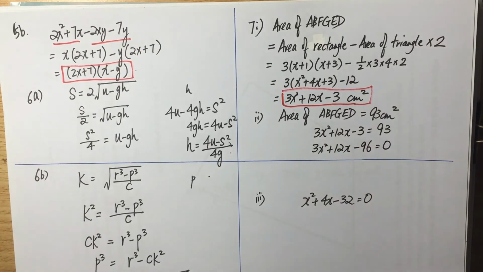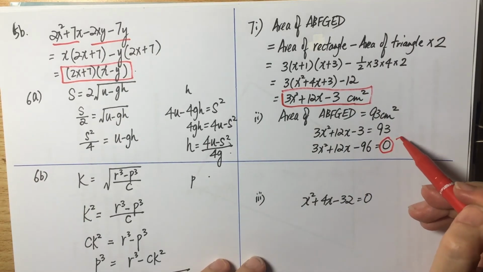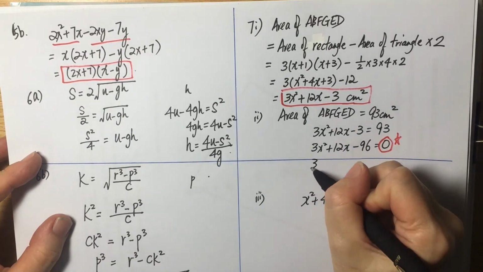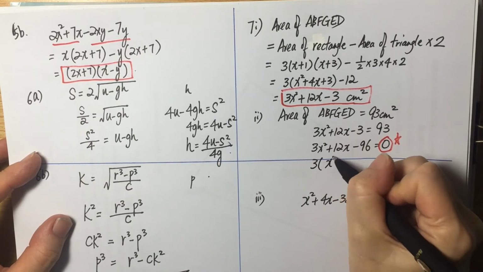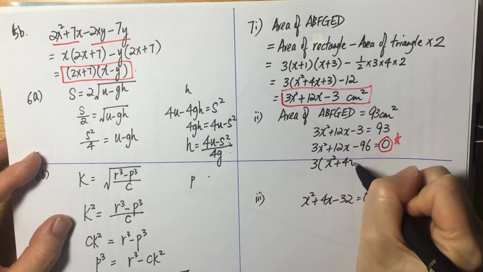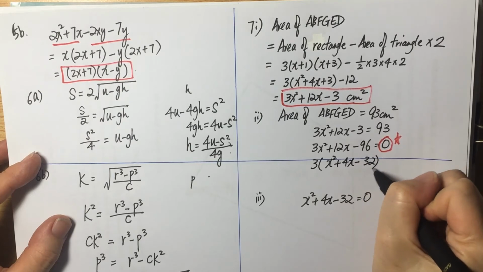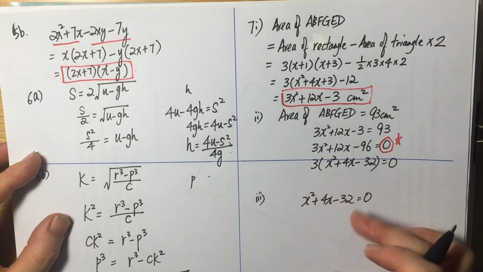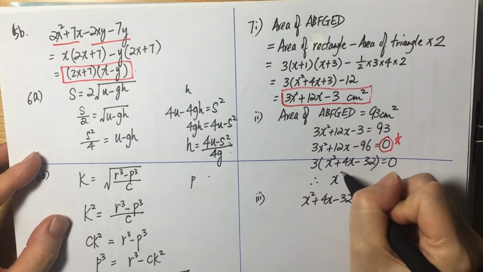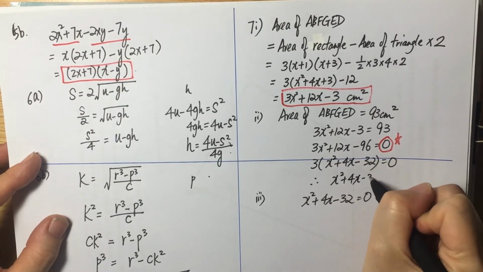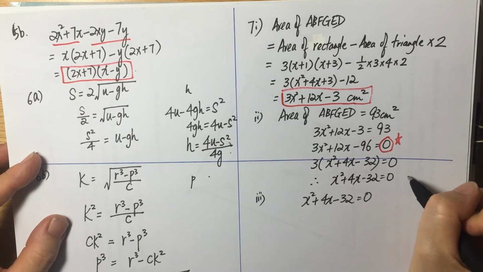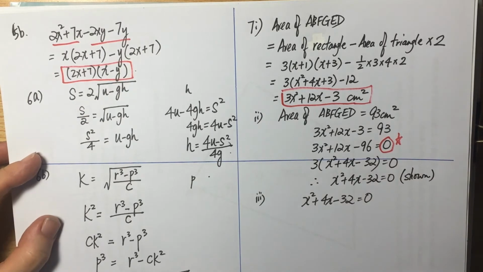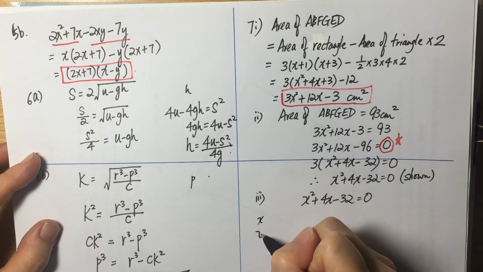See again, one side is 0. So take 3 out. We have x squared plus 4x minus 32 equals 0. So 3 times this equals 0. 3 cannot be 0. Therefore, x squared plus 4x minus 32 is 0. So this is what we are supposed to show. Next is to solve this.